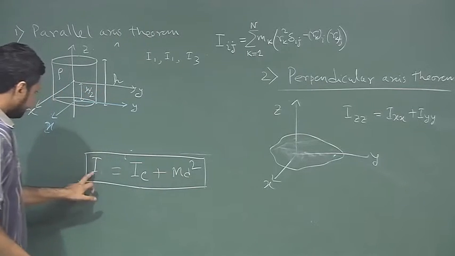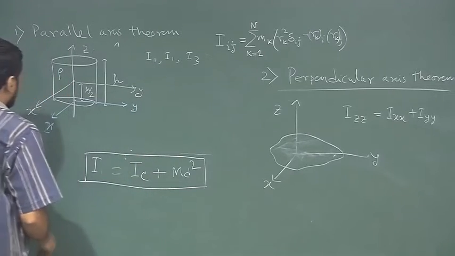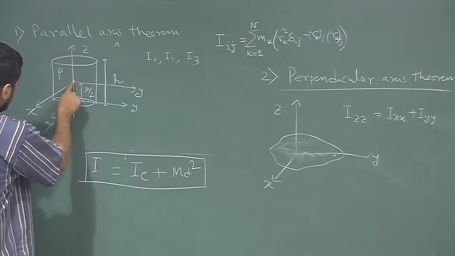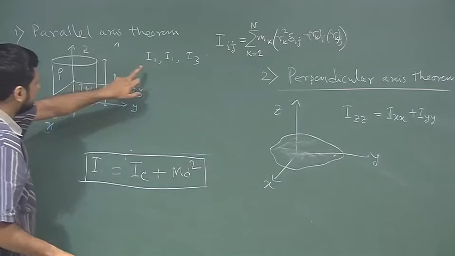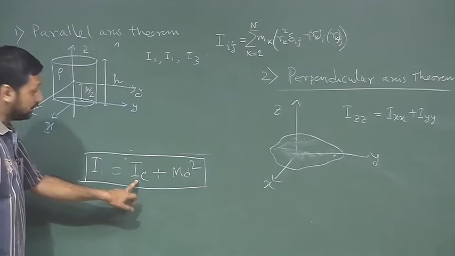Now, if I try to calculate it for I1, okay. So, I1, initially it was I1, please understand that initial I1 is this I C for x axis.